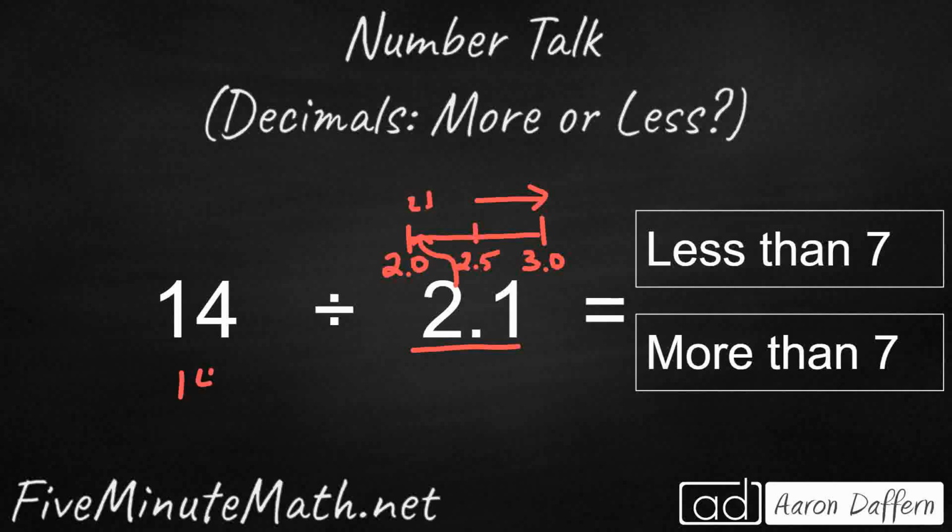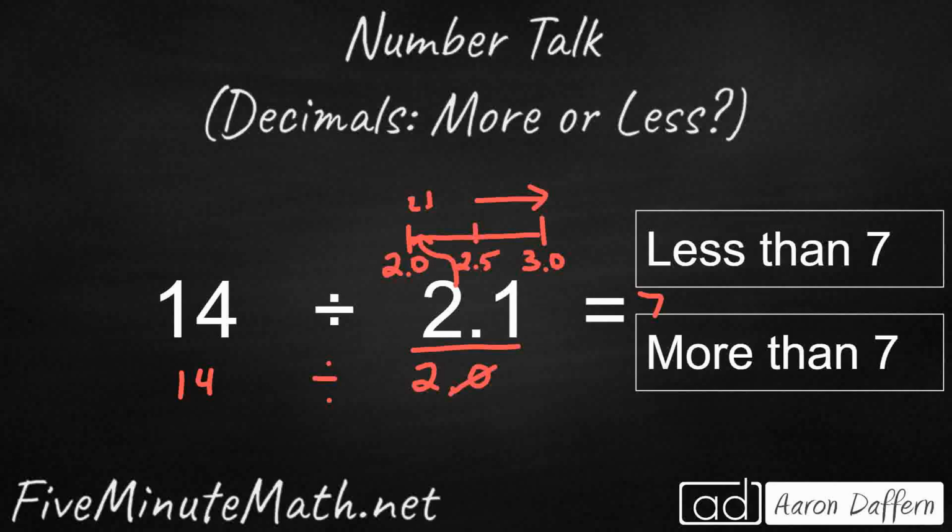So if we wanted to just re-envision this as 14 divided by 2.0, really we could just call that 2. That's easy. That's 7. So that lands right in between there. We need to figure out whether it's going to be a little bit less than 7 or a little bit more than 7. Well, we could draw a picture, but when we're trying to divide something into groups of 2.1, that's going to be kind of tricky.